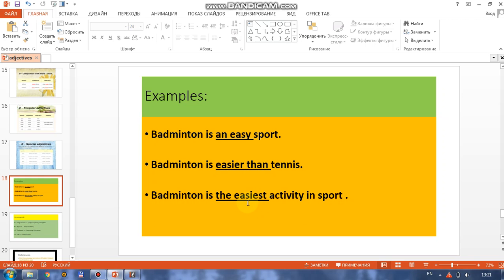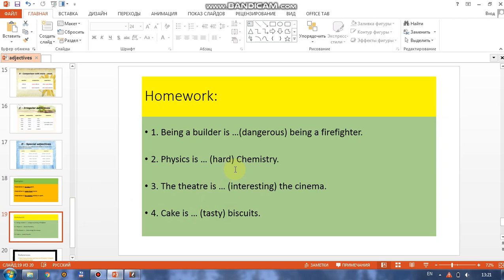Okay, and this one will be for your homework. There are 4 sentences given. You will do these sentences according to my example.